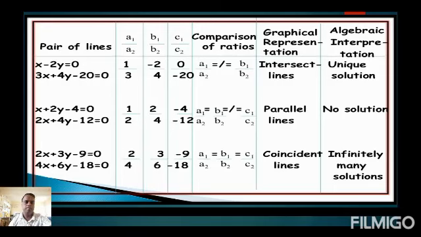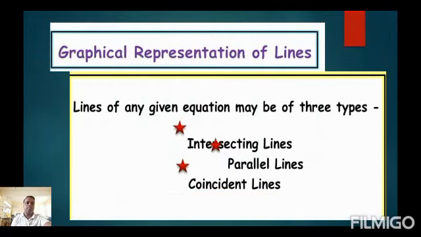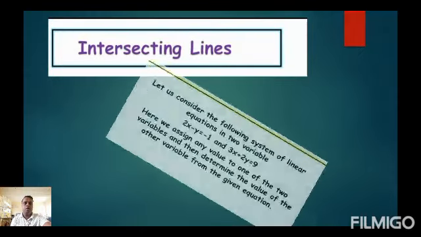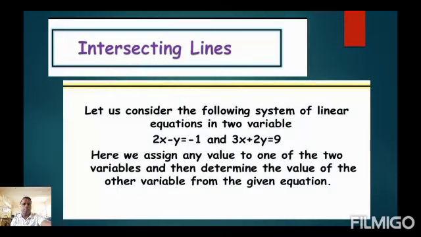Next, we move to the graphical representation of the lines. The types are intersecting lines, parallel lines, and coincident lines. What are intersecting lines? Let us consider an example of linear equations: 2x minus y equal to minus 1, 3x plus 2y equal to 9. Here we assign any value to one of the two variables and then determine the value of the other variable from the given equation.